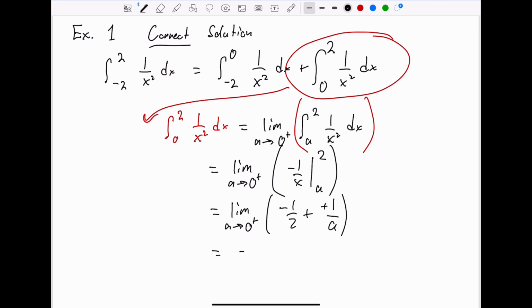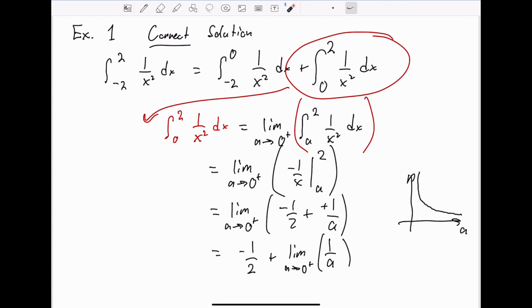Now, the -1/2 can come out from the limit. That's just a constant. And then I'm adding the limit as a approaches 0 from the right of 1 divided by a. As a gets closer to 0, 1 divided by a becomes larger and larger. And we could illustrate this with a small graph if we wanted to. 1 over a looks something like this. Here's the a-axis. As a approaches 0 from the positive direction, the y values of the function go to infinity. So this limit is positive infinity.